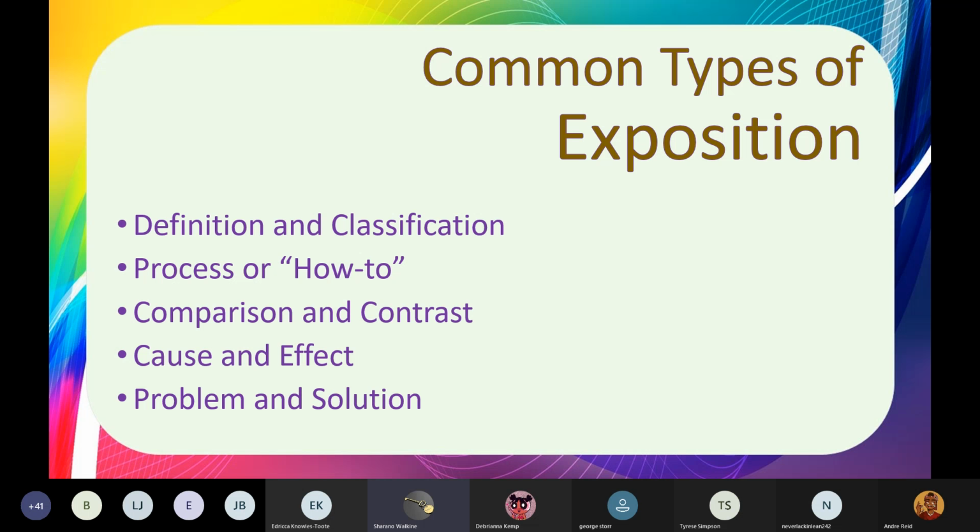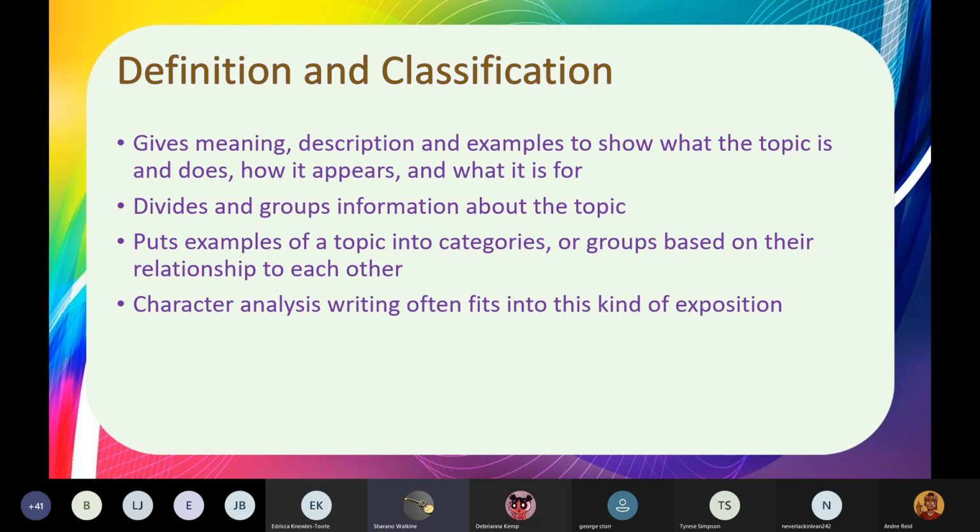All right, good. Thank you, Danae. Chad from Black Panther. Everyone remember that? That was the definition and classification exposition type. And this is what it does: gives meaning, description, and examples to show what the topic is and does, how it appears, and what it is for. And that's exactly what that paragraph did. It gave a description of his life. It gave information about his background, and we knew the purpose of the paragraph was to inform us about his life. It was a summary of his life.